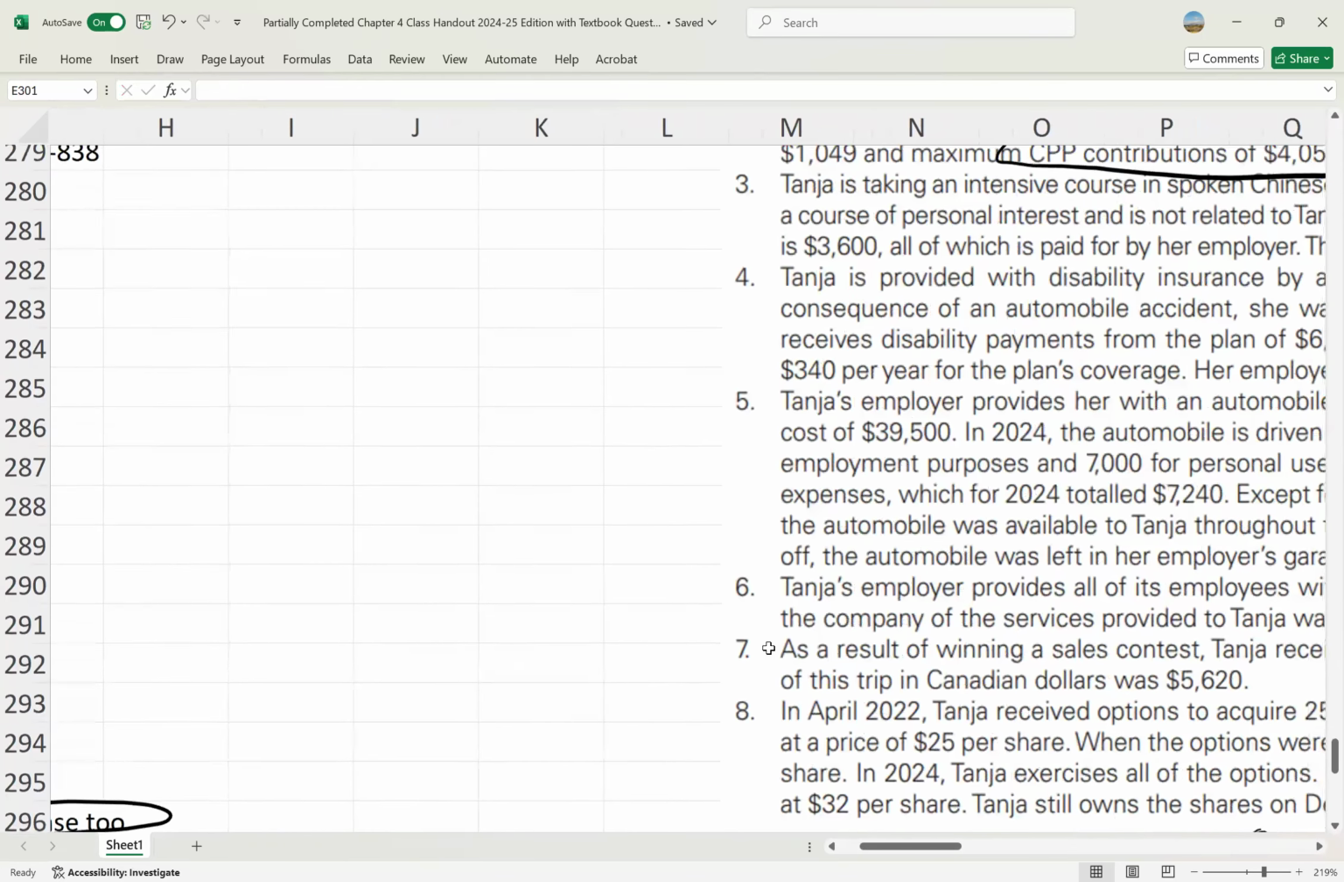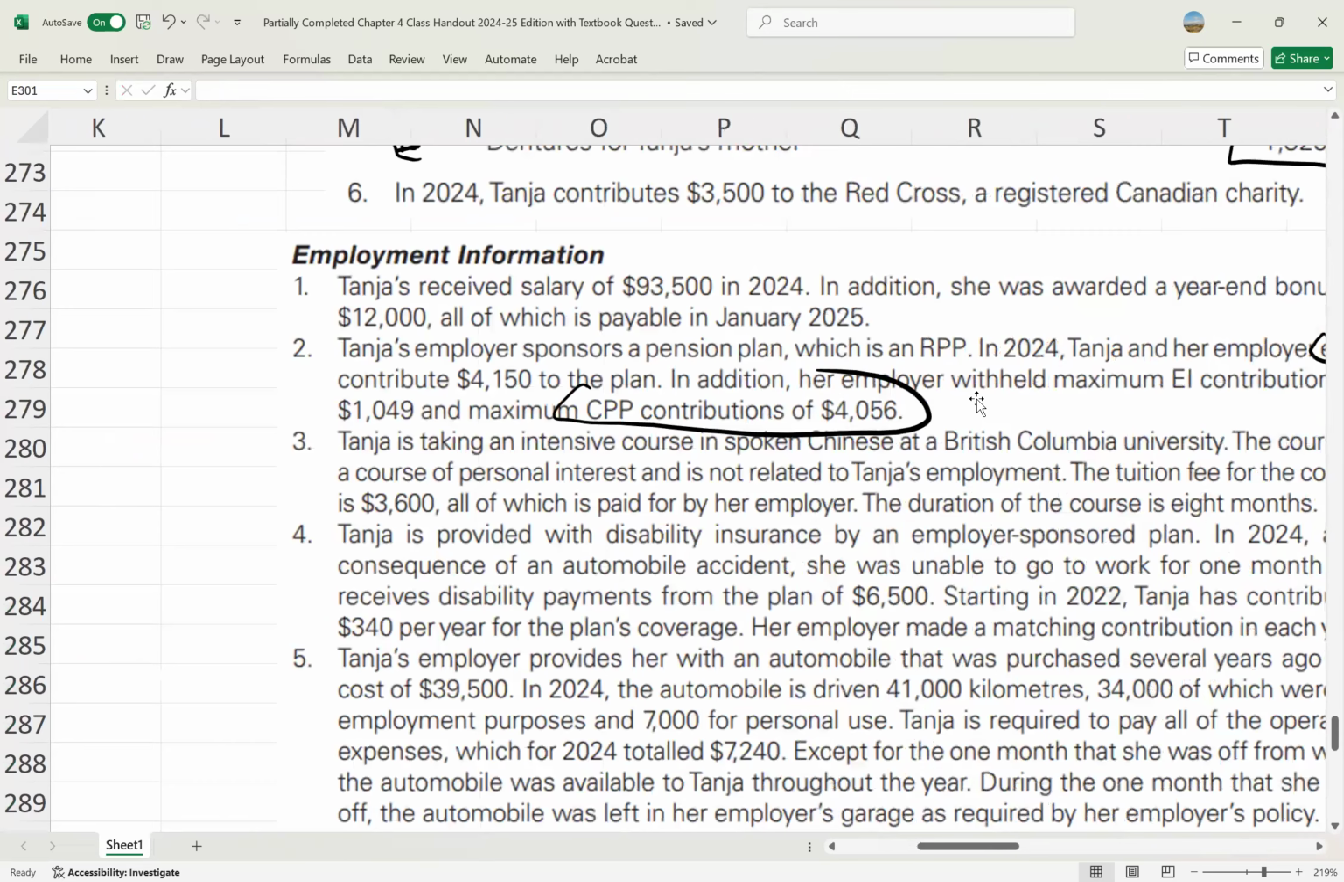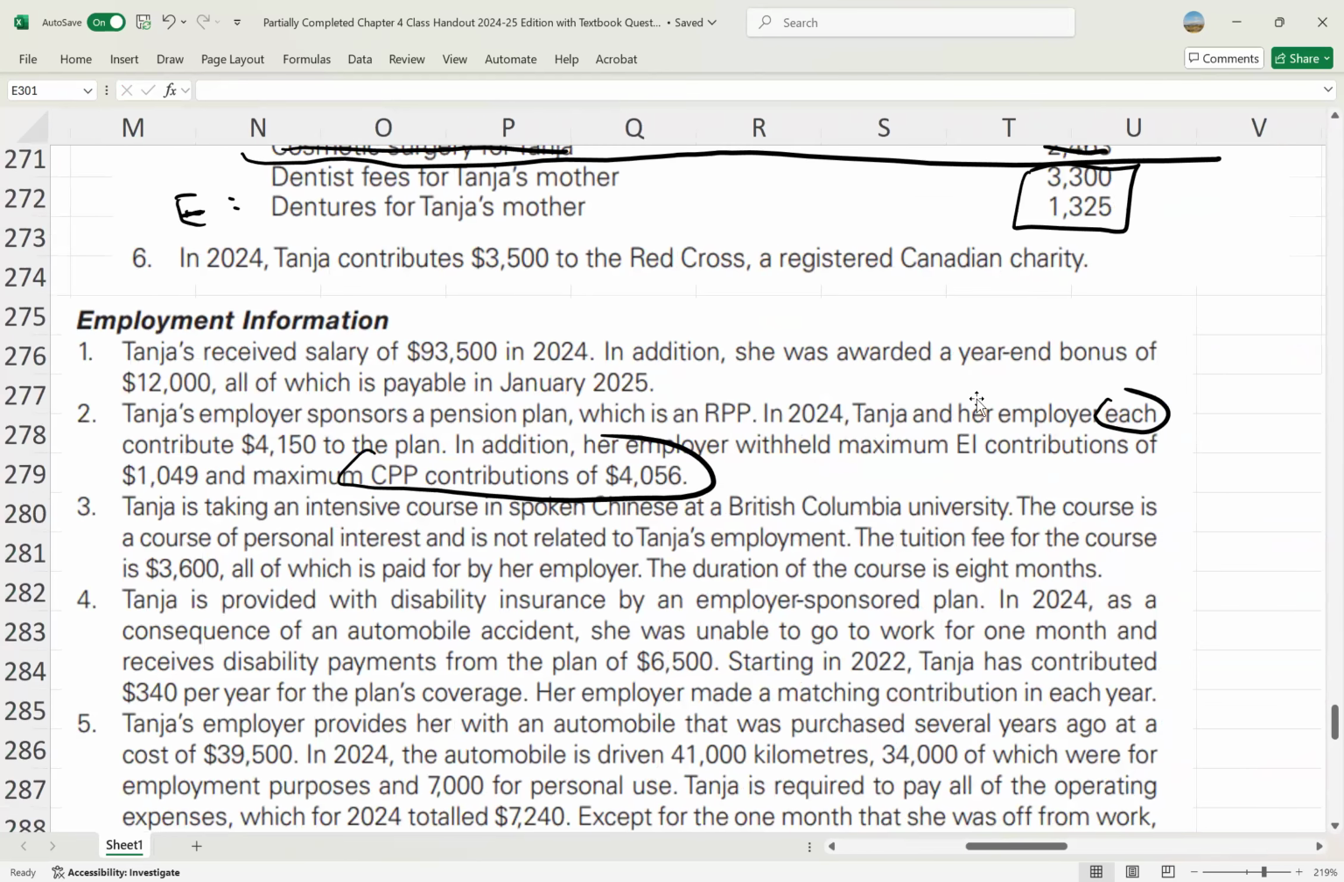And once again, it's just because she has employment income. If this was non-employment income, then of course there would be no EI CPP amounts. But it's clearly stated that this is employment income, and we're told that the employer withheld maximum EI CPP. Let's move on to item number 3.